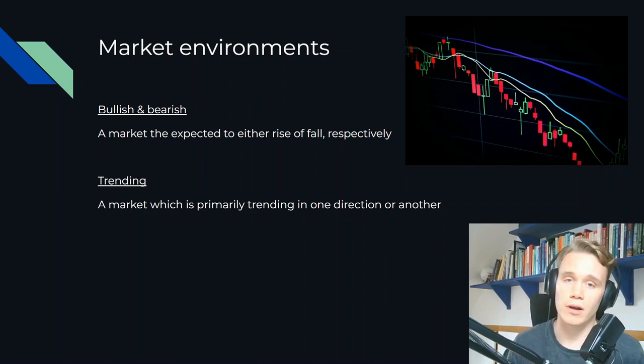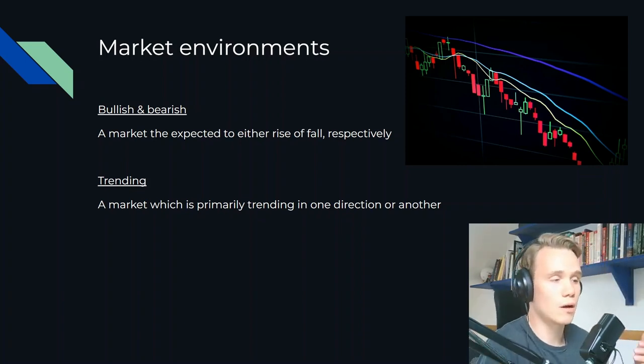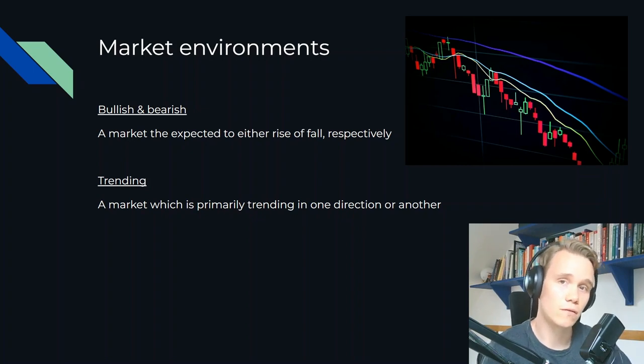A trending market is a market that is primarily trending in one direction or another. So in an uptrend or a bullish market, we're making a series of higher highs and higher lows. We're trending to the upside, and vice versa. We are in a bearish market that's heading to the downside. It's making a series of lower lows and lower highs, and we're trending to the downside in a bearish manner.